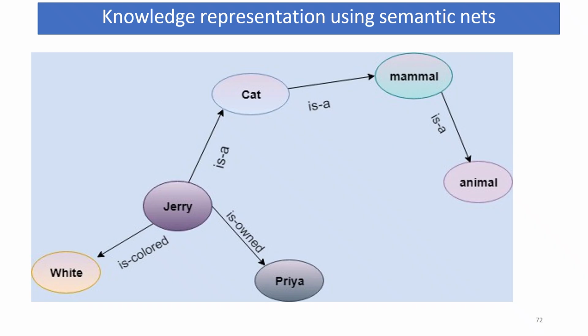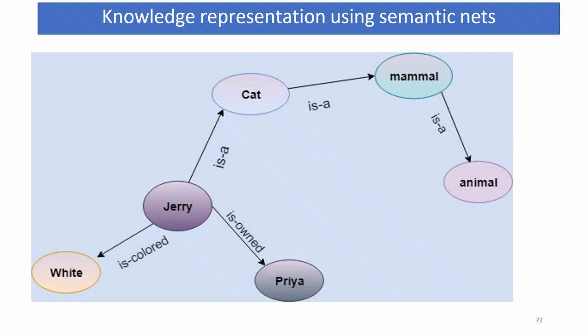Jerry is white colored. The arrow labeled "color" from Jerry to white means Jerry is white in color. So the inheritance property follows the "is a" relationship, that is Jerry to cat, cat to mammal, mammal to animal. We can infer that Jerry is a mammal and Jerry is an animal.